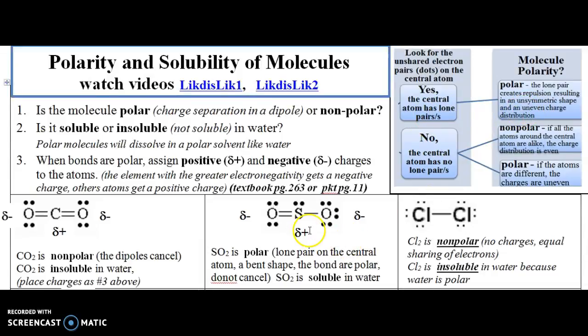Now, if even one of the atoms on one side is different, the charges will become uneven and the molecule will be polar. So basically, if it's polar, it has positive and negative ends. If it's nonpolar, it's just neutral. So if it's neutral, it's not going to dissolve in water. It's insoluble in water. But if it has charges, then the charges in the molecule will attract charges in water, and that molecule can mix with water.